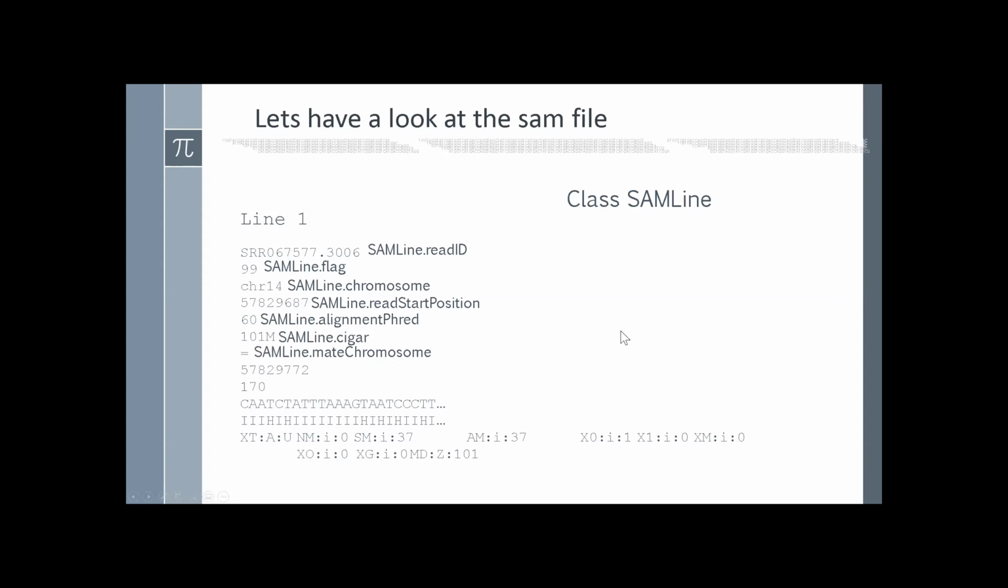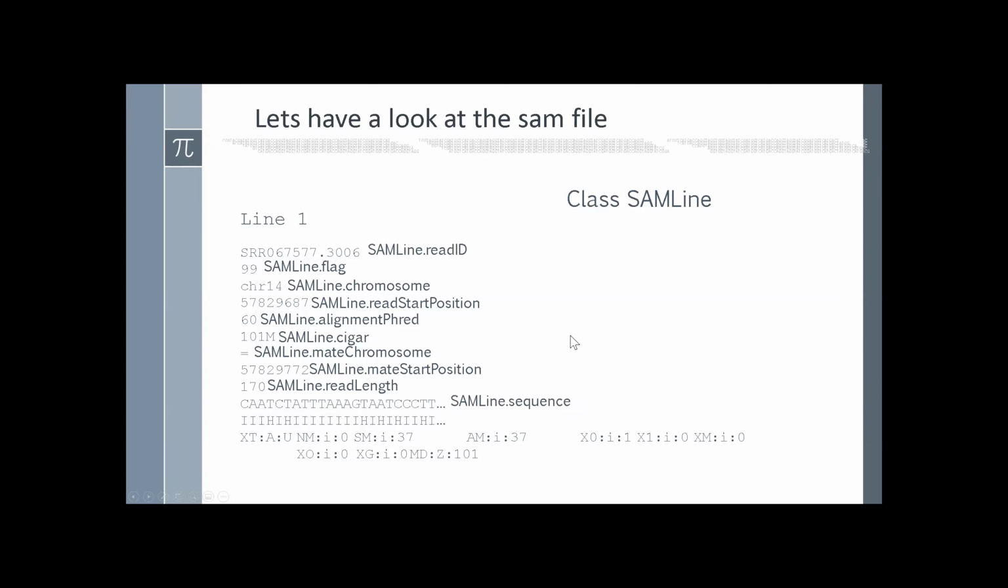The mate chromosome is going to have to be a string as well, because we're either going to store the equal sign, or more likely we're going to want to store the chromosome 14 value. We also have the mate starting position, that's going to be an integer. We have the read length, that's going to be an integer.